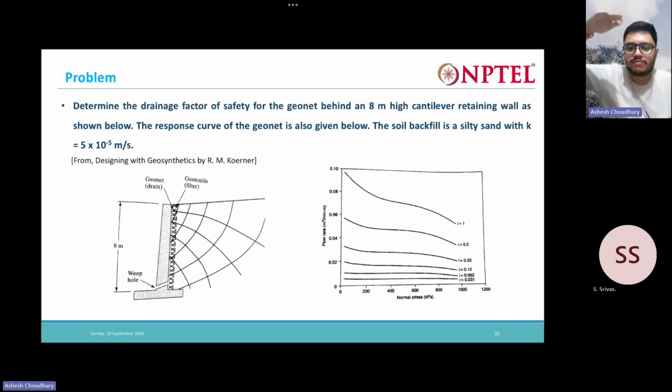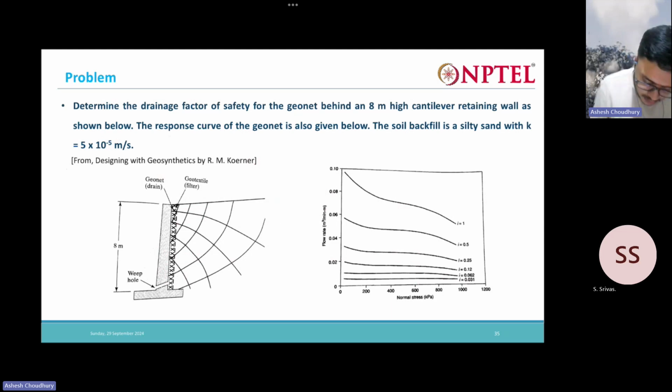If the pressure is high, then obviously the flow rate is going to be low, and if the pressure is less, the flow rate is going to be high. So the response curve of that particular geonet for the flow rate versus the normal stress for various gradients of flow is given here. The soil backfill is a silty sand with a permeability coefficient of 500 to the power minus 5 meters per second. Now we have to check this.